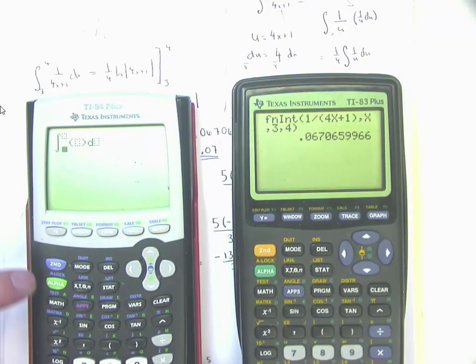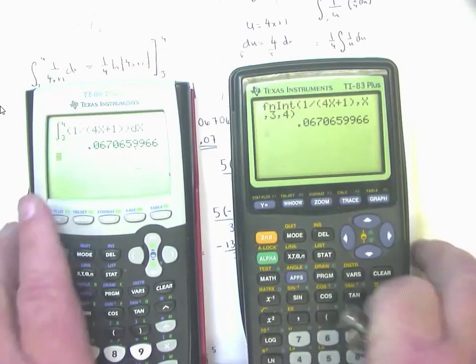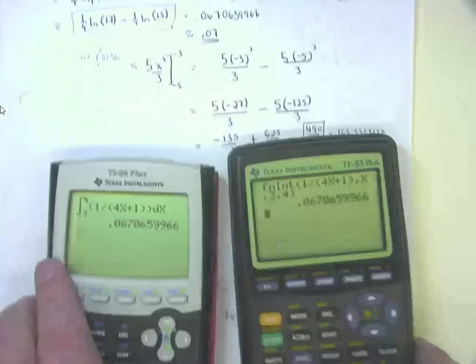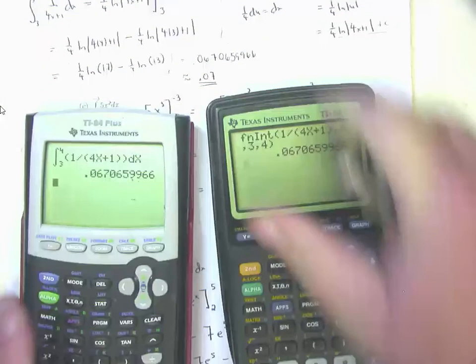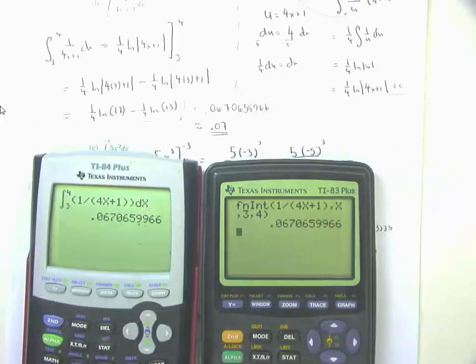Let me try it on this one. It's the integral from 3 to 4 of 1 divided by parentheses with your denominator 4x plus 1, then over arrow dx. And you notice you get the exact same answer, which just so happens to be the answer that we actually got when we did it by hand. Does that make sense? So if you got the old operating system, you can still do this.